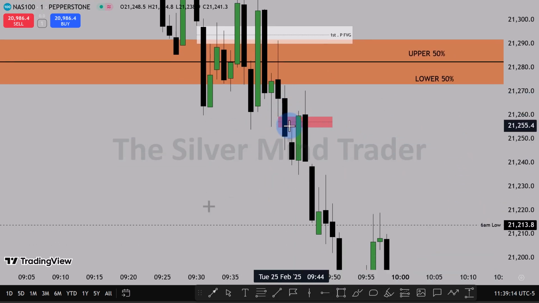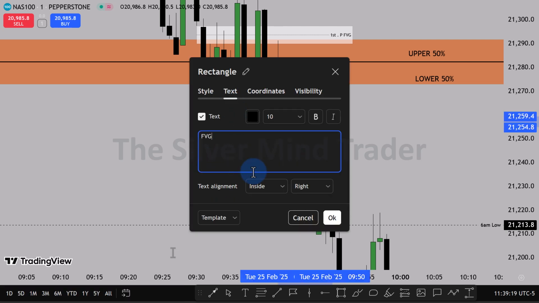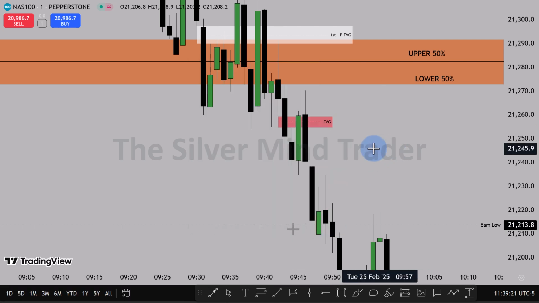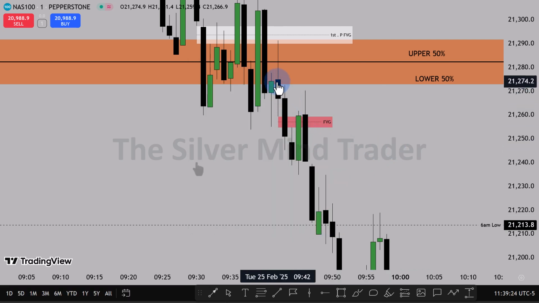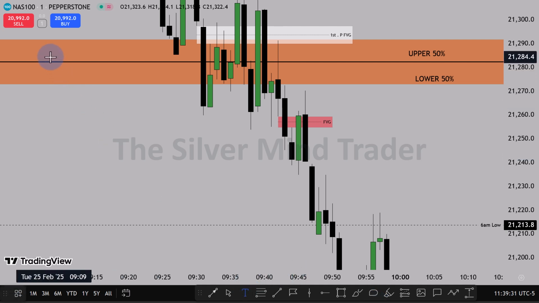We are having a displacement in the form of a fair value gap. So notice as price is leaving this 5 minute gap, the 5 minute fair value gap, turning into an inversion fair value gap.